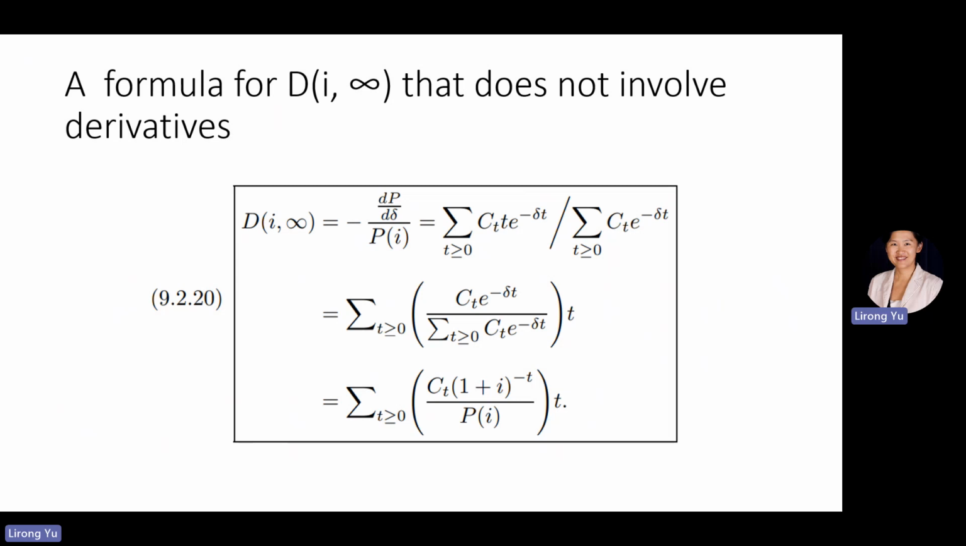So how do we do it? We do it by analyzing the relation of the function. What we're going to do here is look at how it's being defined. The denominator is the price function, the numerator is the derivative of the price function. If we have the continuous compounding model, then the discount factor is e to the negative delta t. Therefore, the derivative of the price function would be C_t times the derivative of e to the negative delta t. That is t times e to the negative delta t.